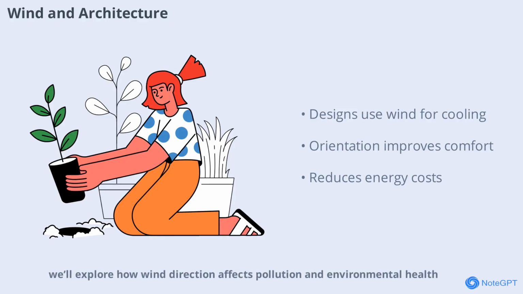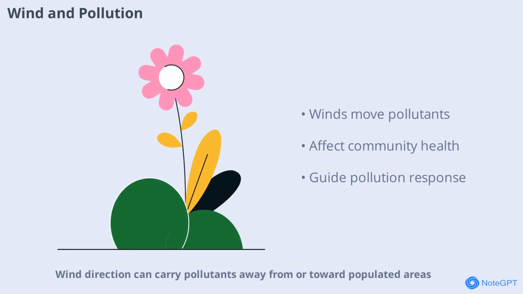Next, we'll explore how wind direction affects pollution and environmental health. Wind direction can carry pollutants away from or toward populated areas, affecting air quality and health. Industrial sites and power plants monitor wind patterns to minimize the impact of emissions. Environmental agencies use wind data to issue warnings and plan responses to pollution events. Understanding wind direction is vital for protecting communities and the environment.